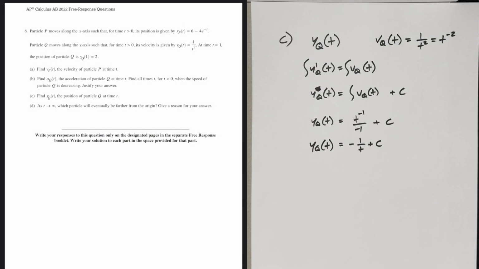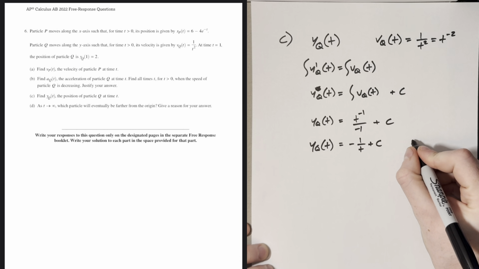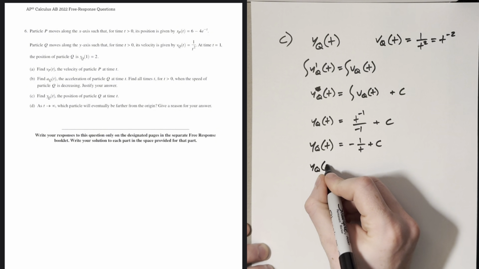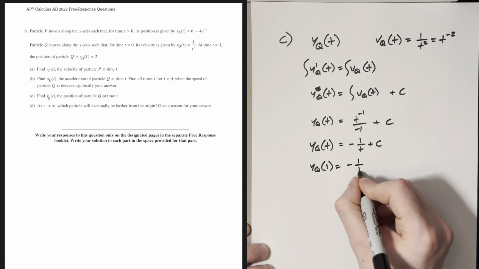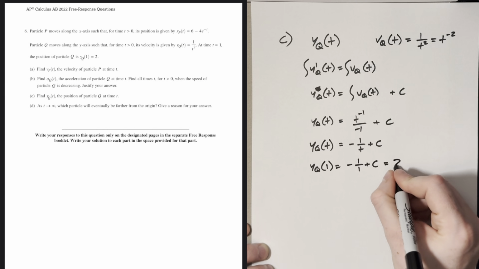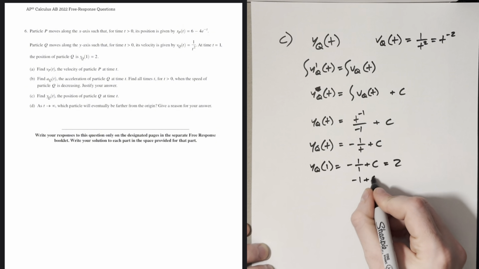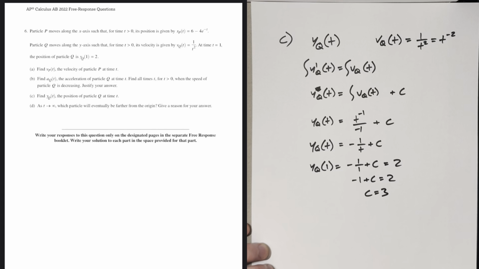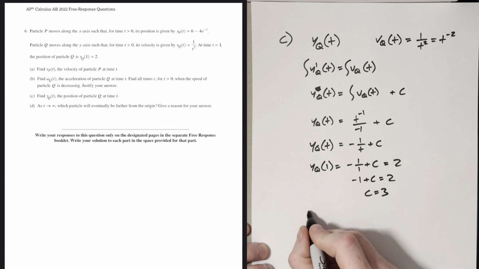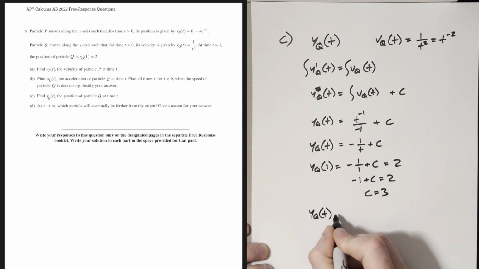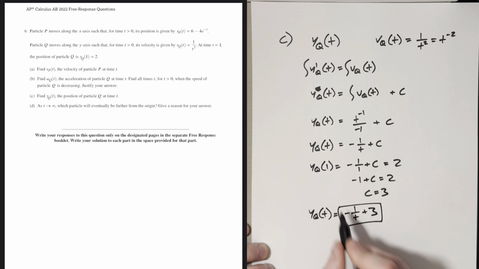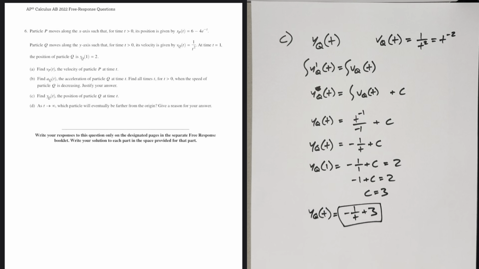So now we have this plus c that we need to solve for. How can we do it? Well, they give us an initial condition. They tell us that yQ of 1 is equal to 2. So if I plug in 1, that'll equal negative 1 over 1 plus c. That is equal to 2. So negative 1 plus c equals 2. C is equal to 3. So now plugging that back into my equation, I get that my position is negative 1 over t plus 3. And that is my final answer to part C.